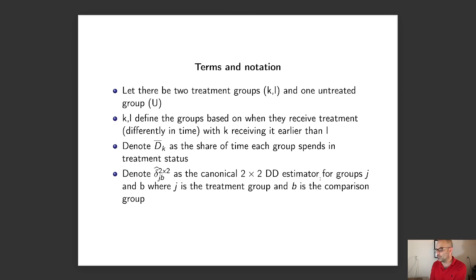So here are some terms and notation. Oh, shoot. Am I not recording?